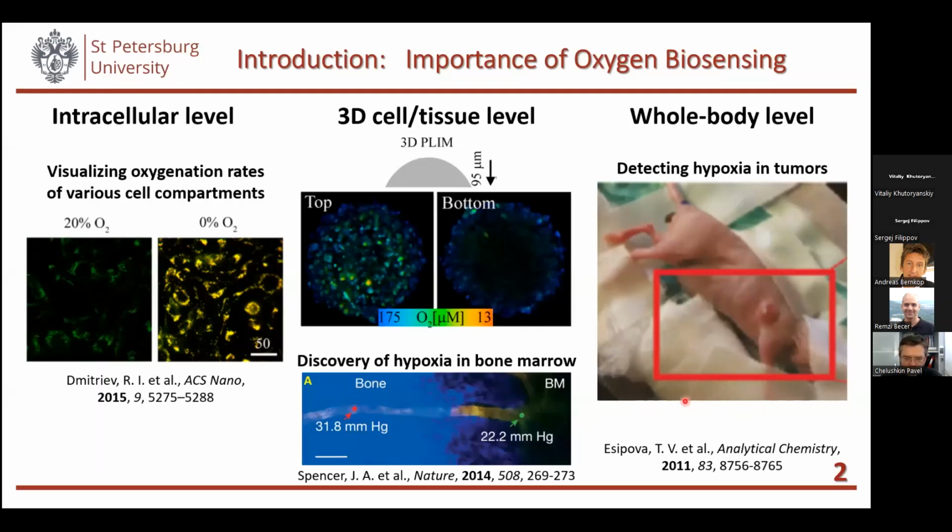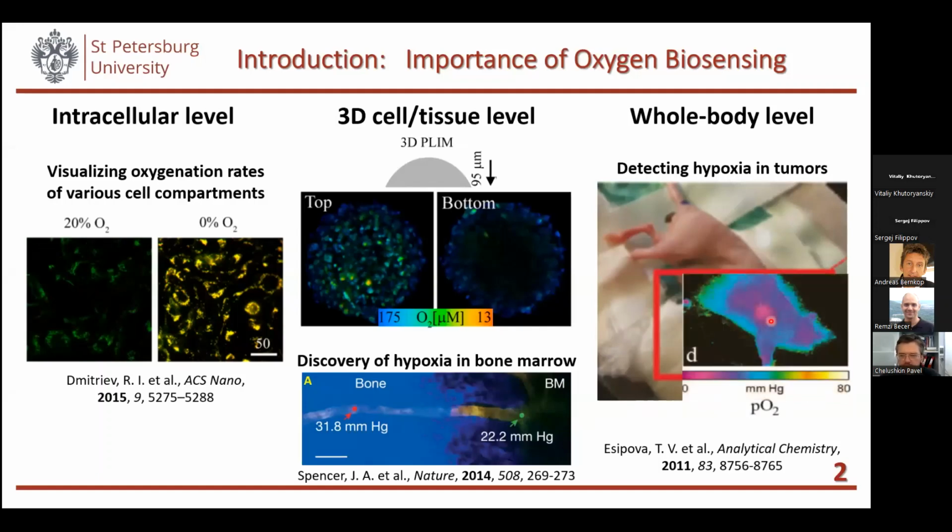For example, in this right picture, you can see a mouse with a subcutaneous tumor xenograft, which is situated right behind the front paw of this mouse. And if we visualize oxygen distribution in this case, we will easily find the place of hypoxia strongly associated with tumors. So oxygen biosensing is a very important tool in nowadays biomedicine.